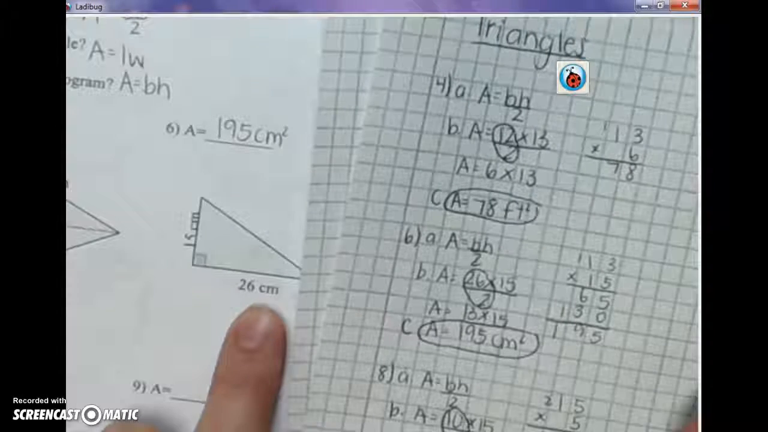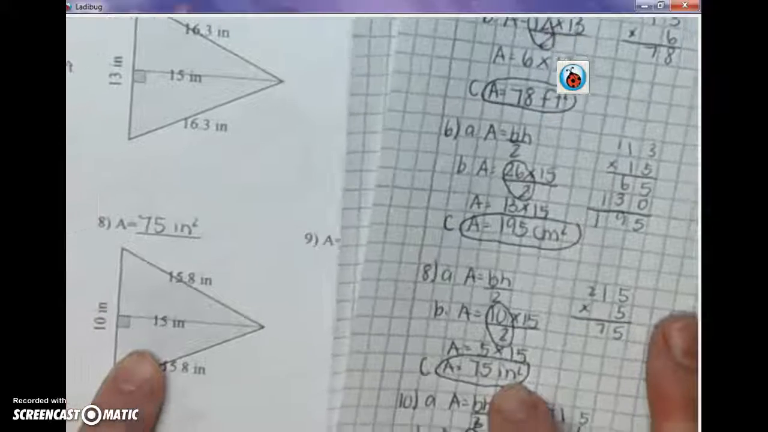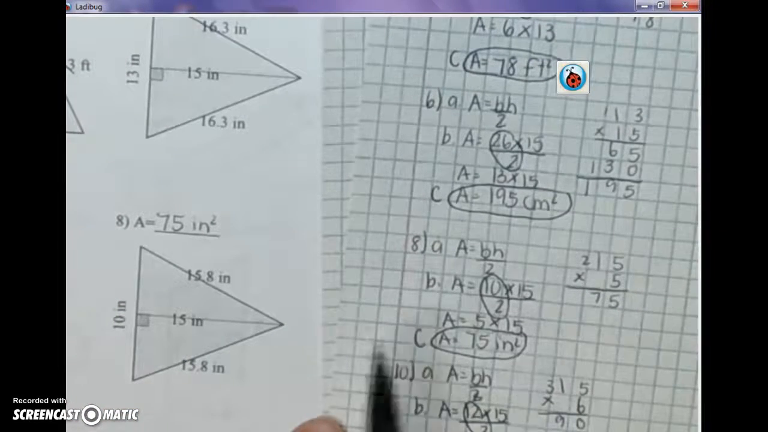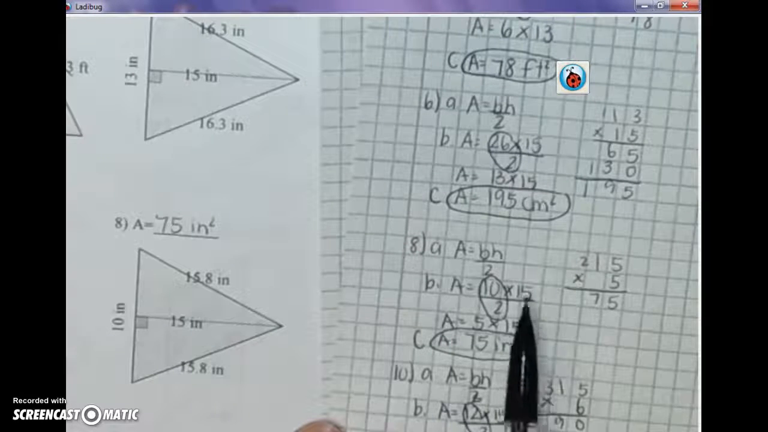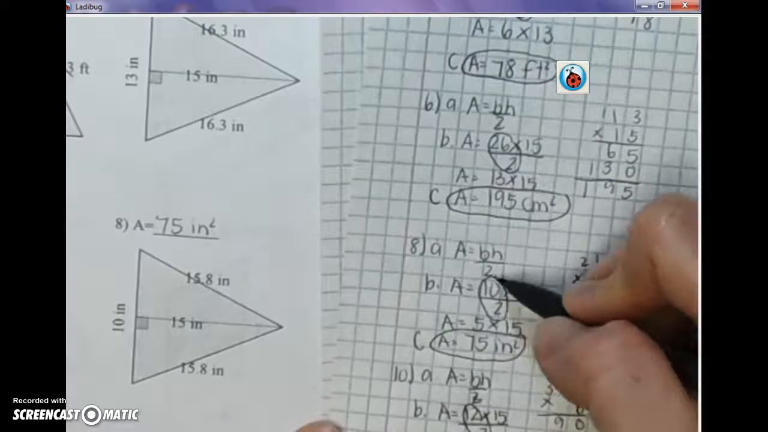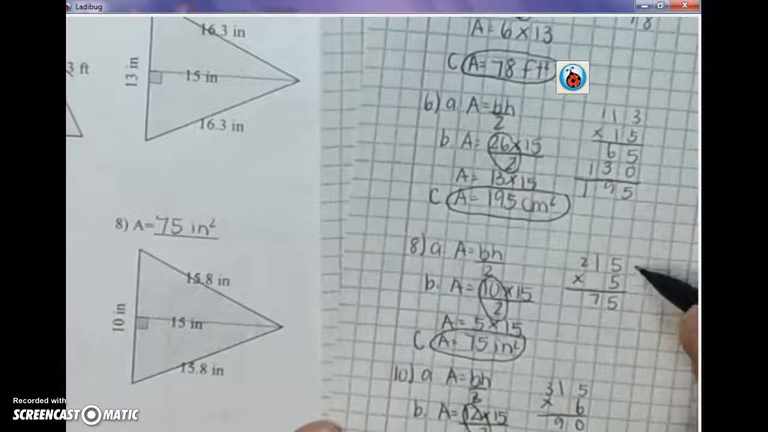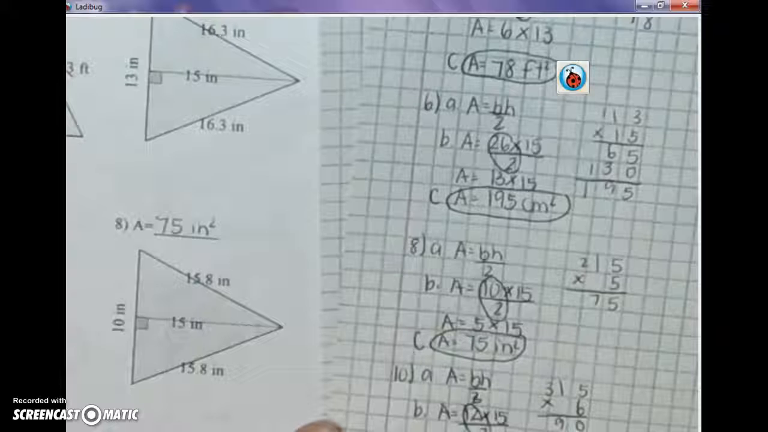Number 8. I did area equals base times height divided by 2. I had 10 and 15 divided by 2. I cross canceled 10 divided by 2 and I got 5. 5 times 15. My work is right there. I got 75 inches squared.